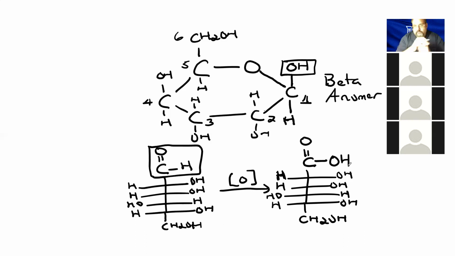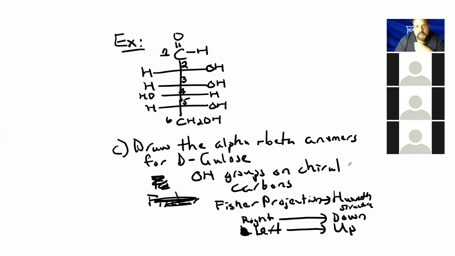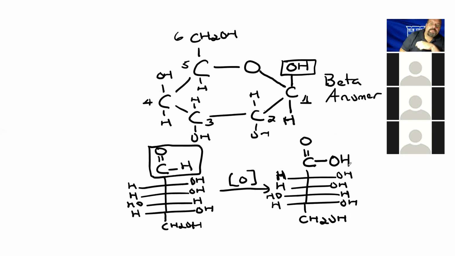Just to make sure, back on the last slide, you're going to give us the Fischer projection, and then we have to make the alpha, beta. Yeah, so basically, I'm going back to this slide here for a second. You'd have the monosaccharide, and the question would say, draw the alpha and beta anomers for this monosaccharide. Okay, just making sure. Yep, absolutely.